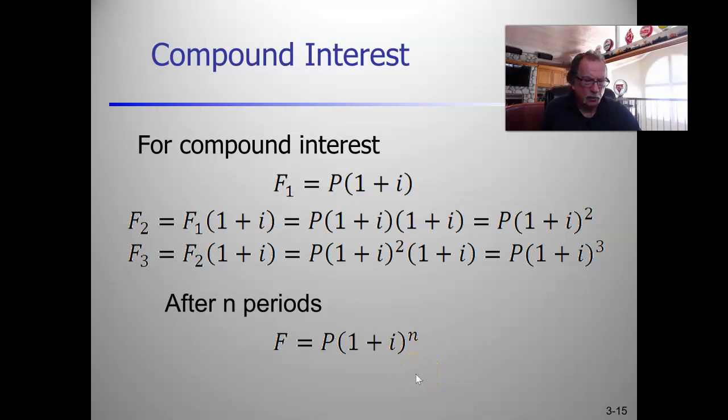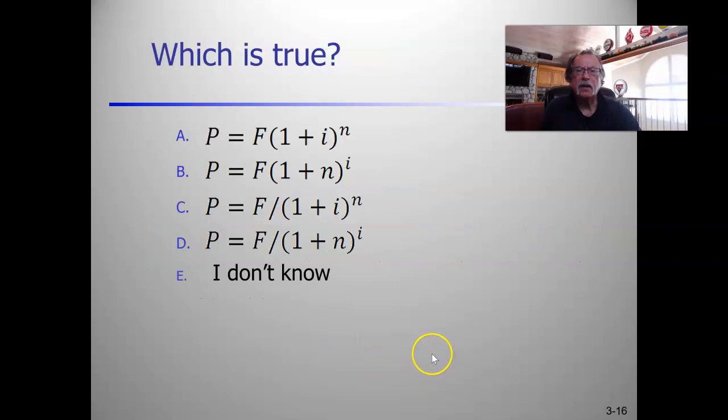And in reality, you can almost solve any problem with this formula. Because of Excel, we can build tables. We don't need to go through all the other formulas that you're going to end up learning. Alternatively, you can solve for P, and P equals F over 1 plus I to the n, or P equals F times 1 plus I to the minus n. So which one of these is true? P equals F over 1 plus I to the n.